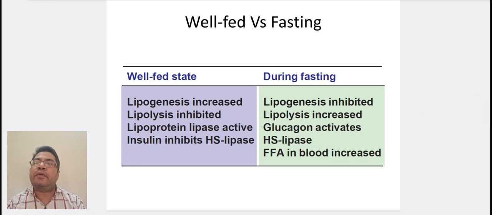This is a comparison of well-fed condition versus fasting condition. Under a well-fed condition, lipogenesis is increased, whereas during fasting state, lipogenesis is inhibited. During well-fed state, lipolysis is inhibited, whereas during fasting, lipolysis is increased. During well-fed state, lipoprotein lipase is active, and insulin inhibits HS lipase, whereas during fasting, glucagon activates HS lipase and free fatty acids in the blood increase.